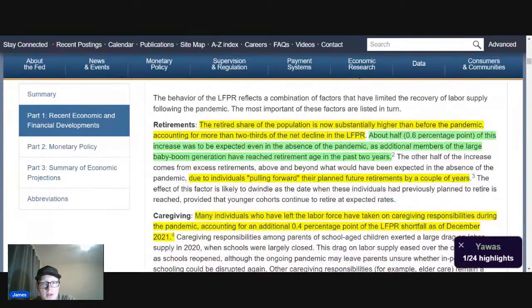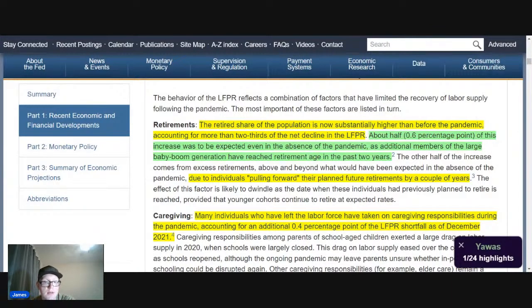Okay, here we are. So the retired share of the population is now substantially higher than before the pandemic, accounting for more than 2/3 of the net decline. So the majority of the labor force participation rate decline was from people retiring, about half of which is because they would have retired anyway, because baby boomers are getting old, and so they're retiring and everything else.